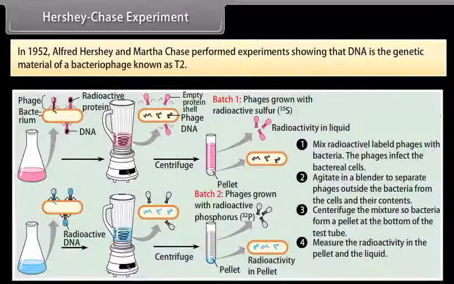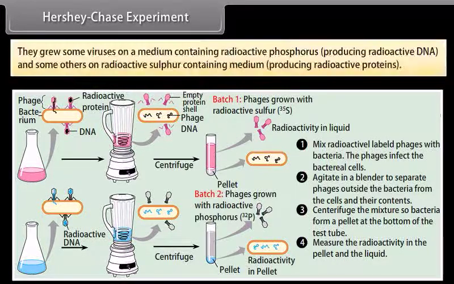Hershey-Chase experiment. In 1952, Alfred Hershey and Martha Chase performed experiments showing that DNA is the genetic material of a bacteriophage known as T2. They grew some viruses on a medium containing radioactive phosphorus, producing radioactive DNA, and some others on radioactive sulfur containing medium, producing radioactive proteins.